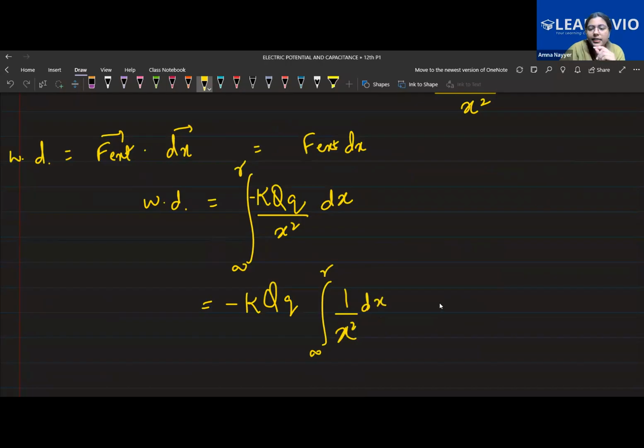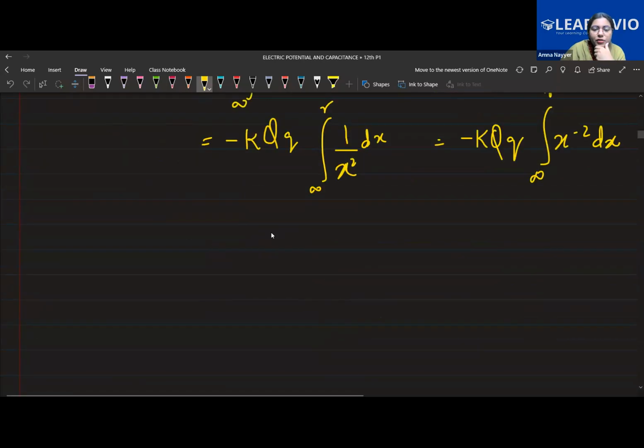Now, to integrate this, bring it in the numerator. Minus K capital Q small q, x to the power minus 2 dx, integrating it from infinity to R. Now, what is the next step? If you have x to the power minus 2, minus K capital Q is outside. X to the power minus 2, what does it have to be written as? Jesslyn, you tell me. On integration, x to the power minus 2. What's the next step that we have to perform? At least tell me the step. I'll write down the things by myself.